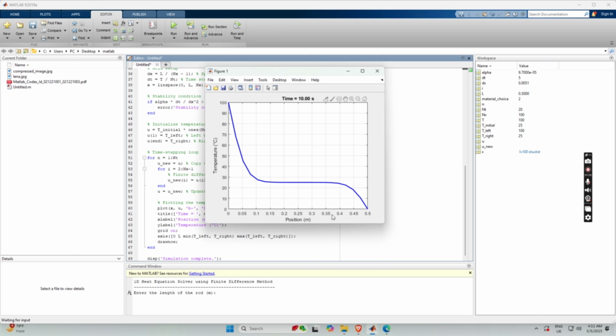By the simulation time, we see the metal rod is basically conducting heat from left to right because the higher temperature source is at the left. Any point from the x-axis will tell us about the specific temperature at that particular length. That was all about the simulation.